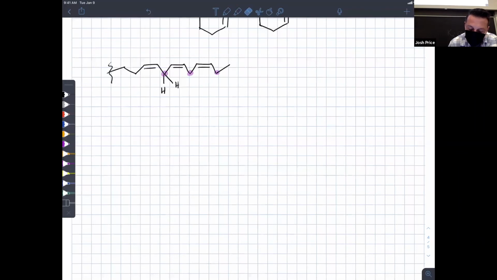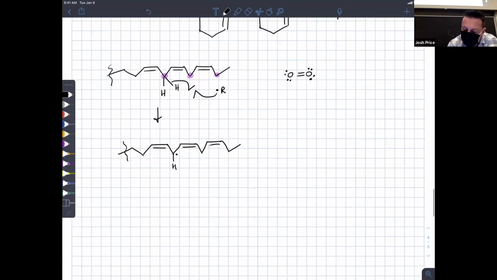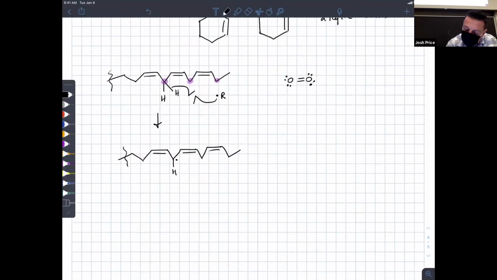And if you had a radical, you could abstract that hydrogen to generate a resonance stabilized carbon radical. And in fact, this happens in air because we are surrounded by about 20-ish, 20, 25, I forget what the number is, percent oxygen. Now, you may have learned to draw the Lewis structure of oxygen like this, and that's fine, but that doesn't capture what the MO picture of oxygen tells you.